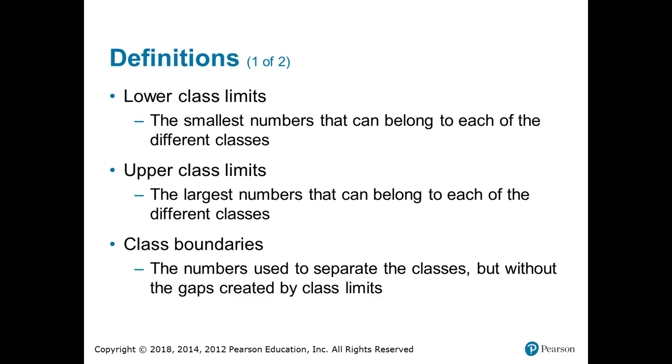A few definitions. The lower class limit is the smallest number that can belong to each of the different classes. The upper class limit is the largest number that can belong to each of the different classes. Class boundaries can be a little confusing, and a lot of my Stats 1 students get this wrong, so I would recommend paying attention to this part. They're the numbers used to separate the classes, but without the gaps created by class limits. Basically, you would need to factor in rounding. I'm going to explain this a little bit in 2 slides, so bear with me for now.